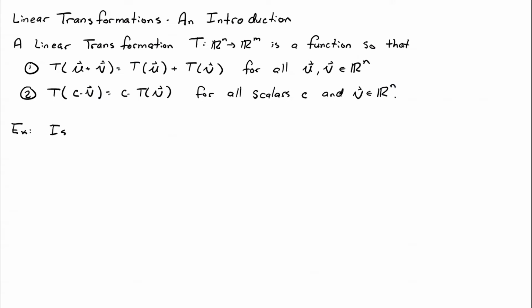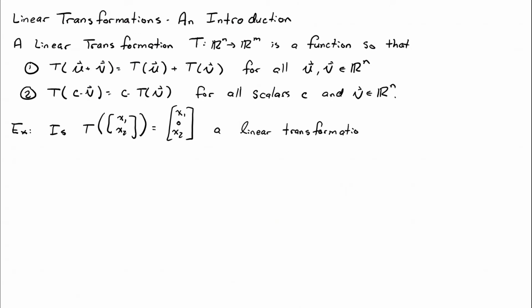Let T: R2 → R3 be given by T(x1, x2) = (x1, 0, x2). Is T a linear transformation?